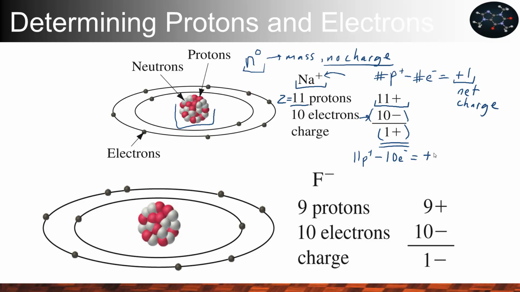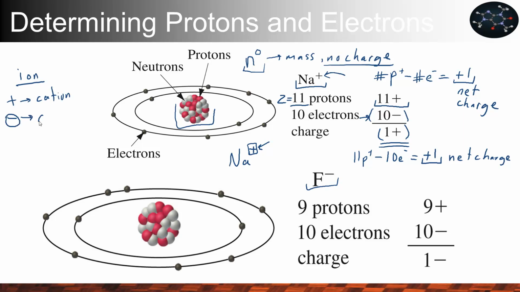We have a total of +1 net charge. When we want to indicate that charge, all we do is write the element symbol, and as a superscript, we write the charge that that particular element has. Now, when an atom has a charge, we refer to it as an ion. When it has a positive charge, we refer to it as a cation. When it has a negative charge, like the fluorine atom we're about to look at with a -1 net charge, we refer to it as an anion.